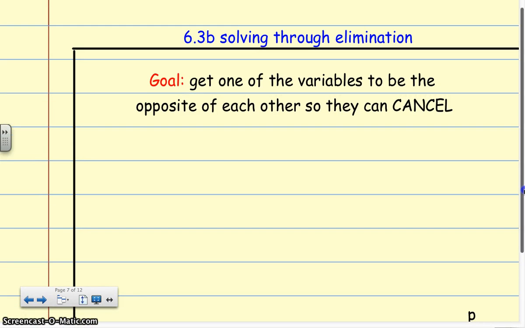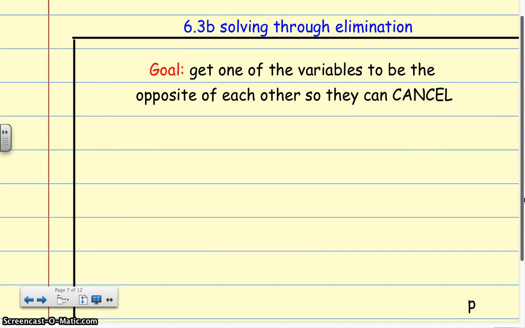Right, second part of 6.3 is solving through elimination, having to manipulate both equations. I want you to keep in mind that our goal is to get one of the variables to be the opposite of each other so they can cancel out. Opposite means we have a plus and a negative, because if we have a positive and a negative, that cancels out. I'm going to do an example with you real quick.